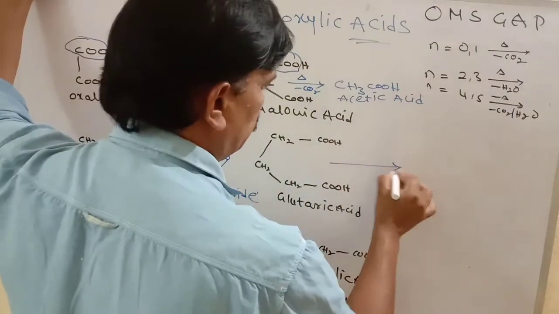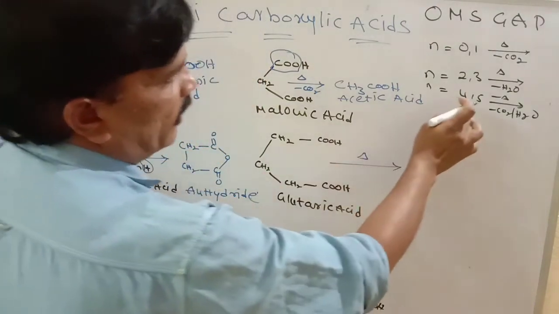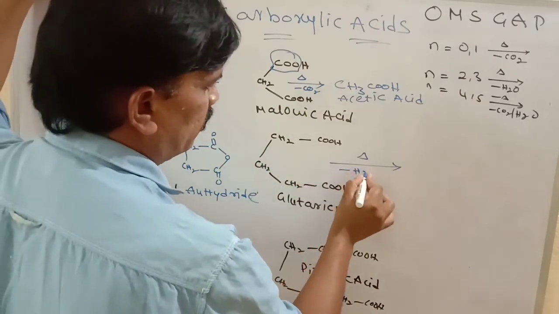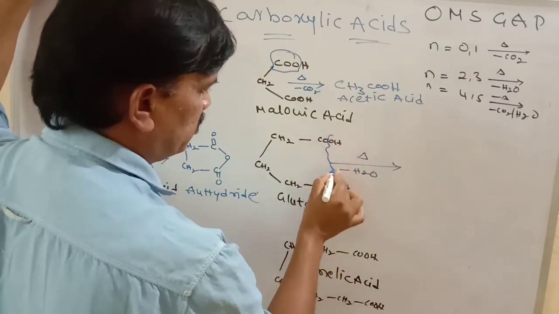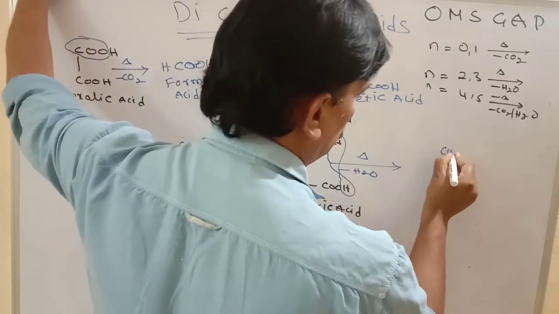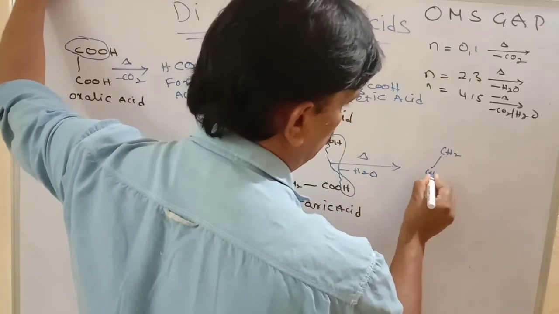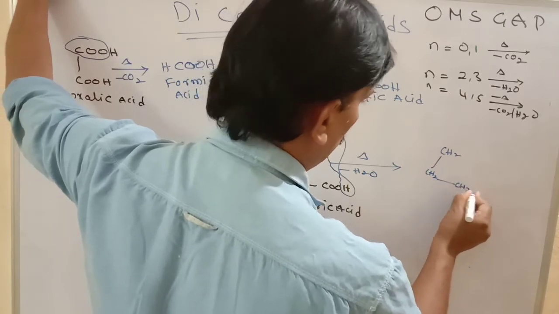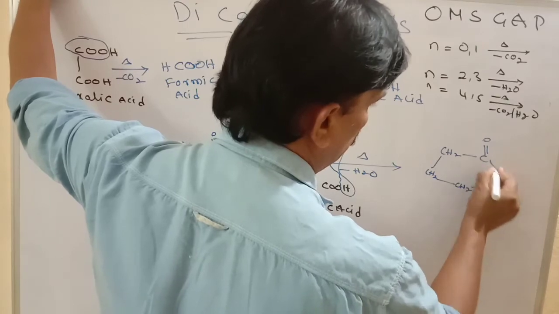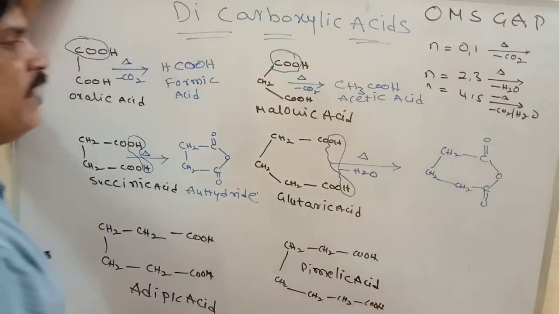Next, here also in the heating effect, 1, 2, 3 carbons are there, so we have to eliminate a water molecule. This is OH and this is H, eliminate this water molecule. So CH2, C double bond O, C double bond O. Now this is also one type of anhydride.